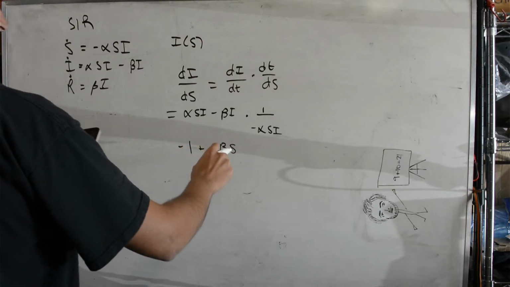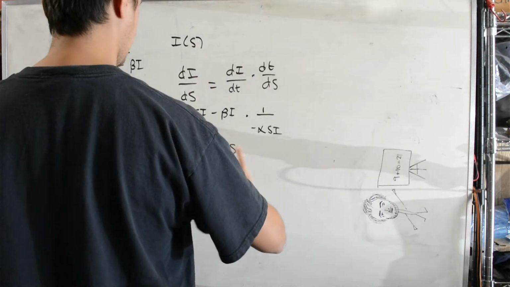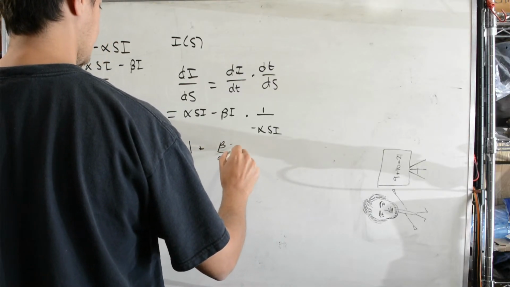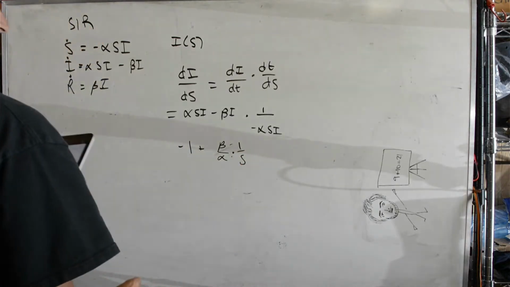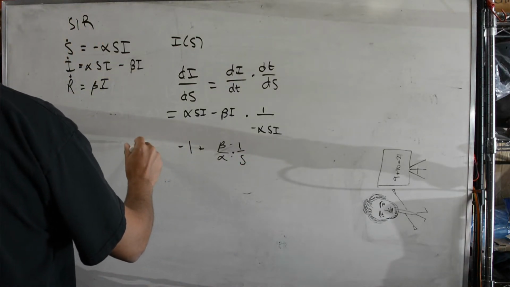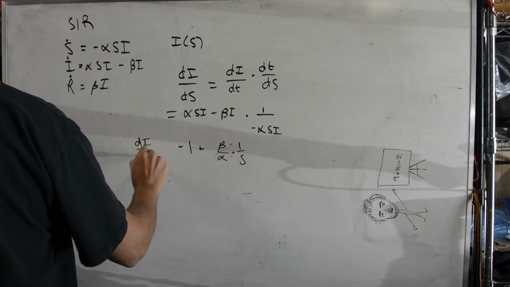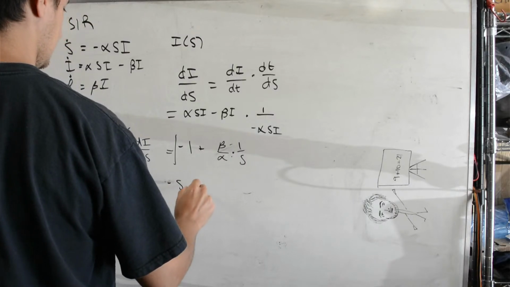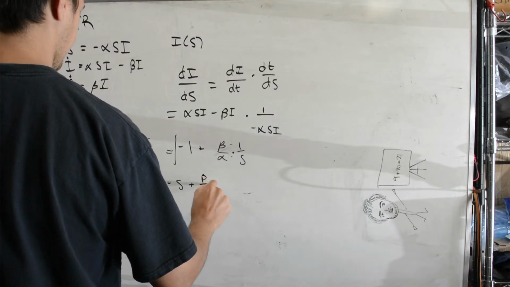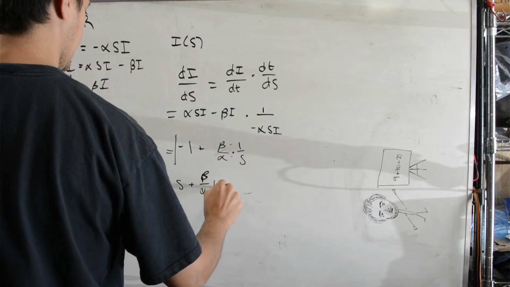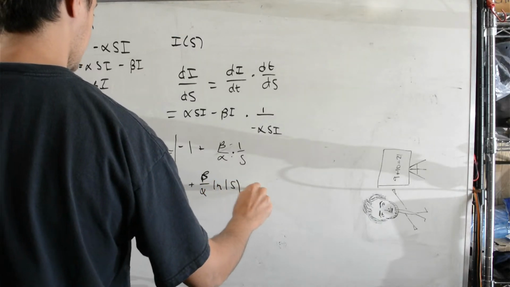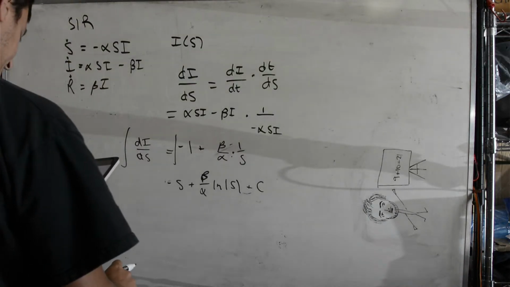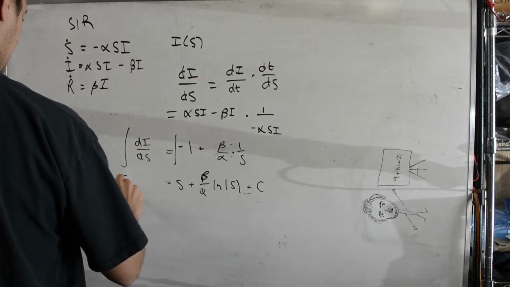Wait, no. What am I talking about? This becomes plus beta over alpha times 1 over S. The I's cancel, so this is equal to dI/dS. Now we can integrate both sides, and we get minus S plus beta over alpha ln S plus C. All right, so that's the integration. So this is I of S.